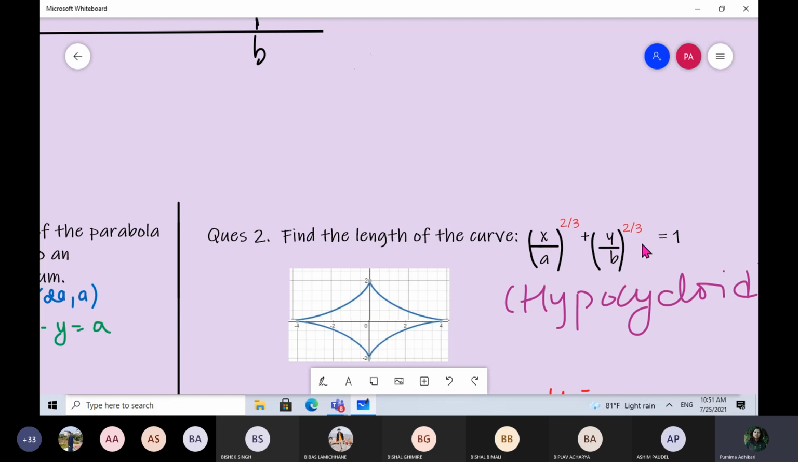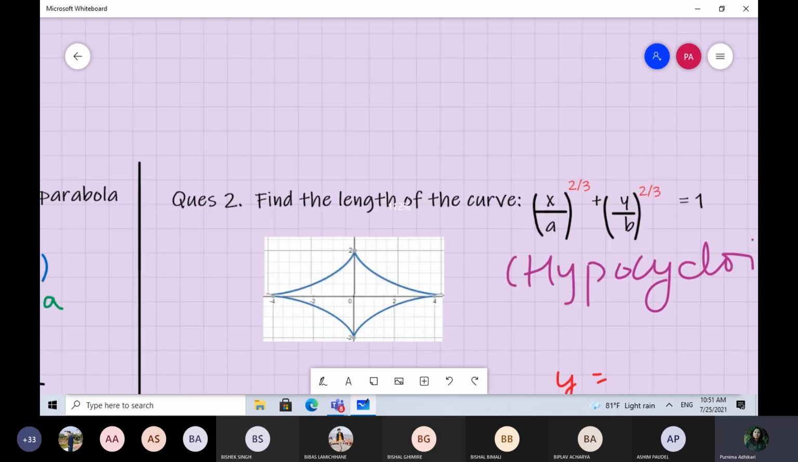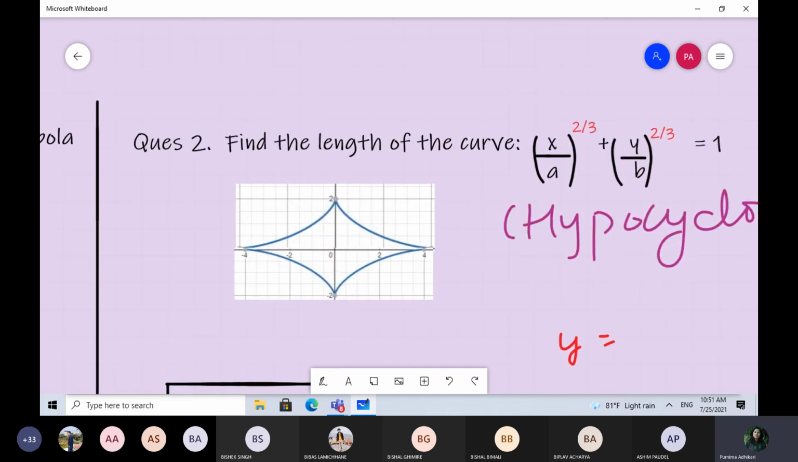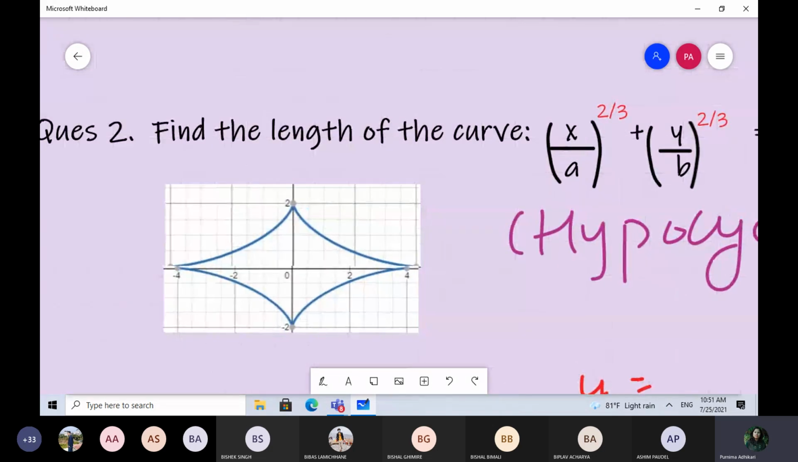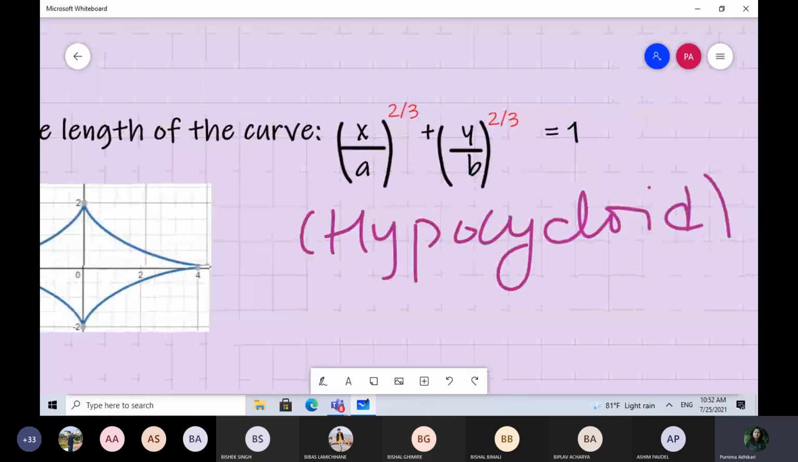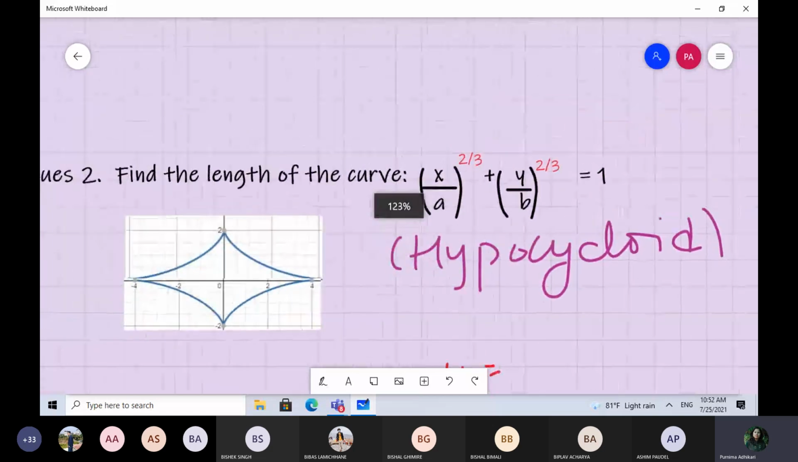I know, because you see the x and y intercepts are different in this case. So the only difference between asteroid and hypocycloid is that the x and y intercepts are different. You can clearly see when I enlarge this, your x intercept is (4, 0) and (-4, 0). Your y intercept is (0, 2) and (0, -2). Okay. So that's your hypocycloid.